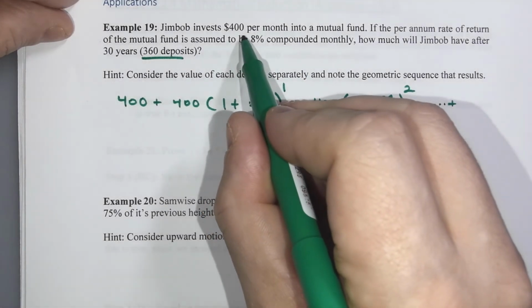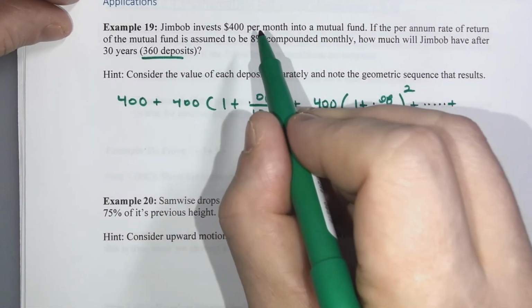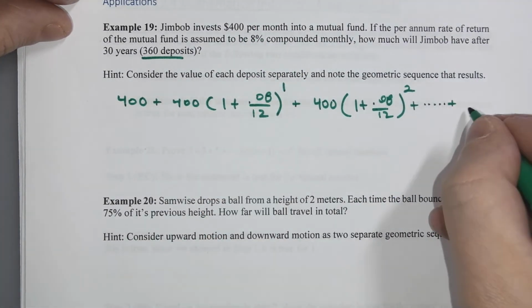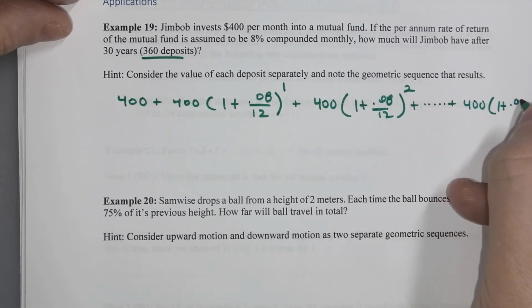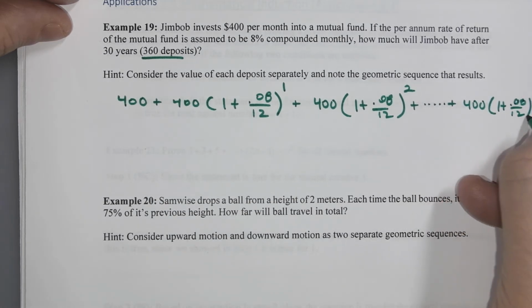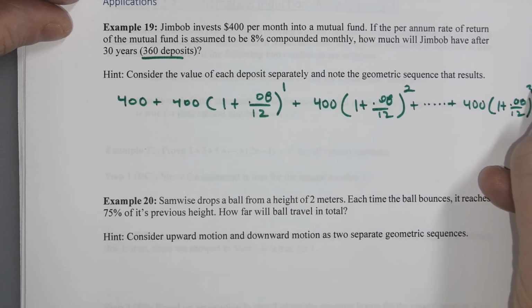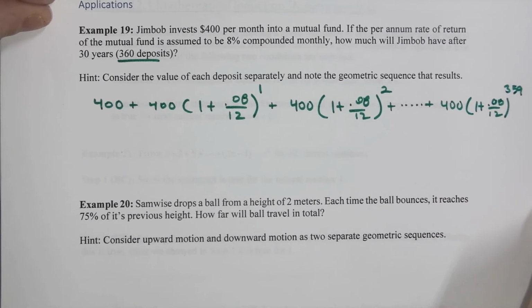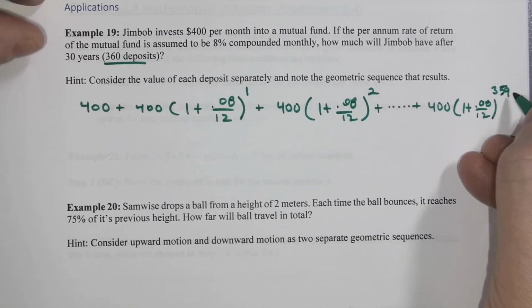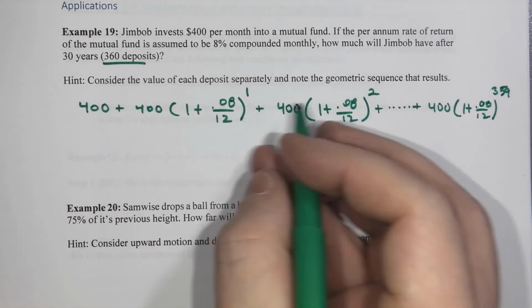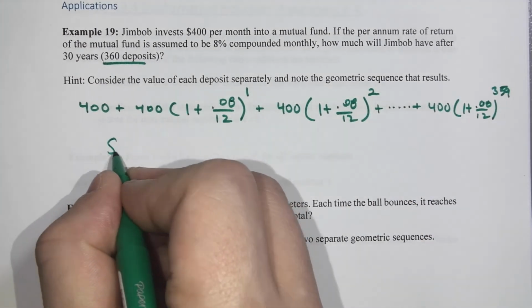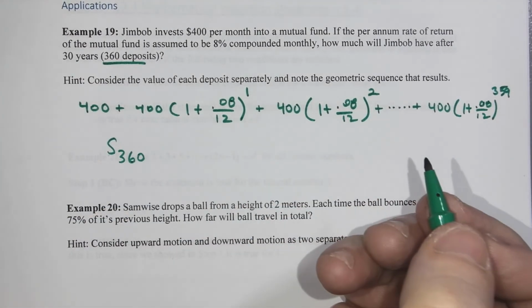And the one that he puts in at the end of the beginning would be worth what? 400 times 1 plus 0.08 over 12 to the power of 359. Because remember, he's putting it in at the end of this month, 359, because it doesn't get that extra little bit of interest. So how much will all this money be worth after these 360 deposits? What's the sum of the first 360 deposits?